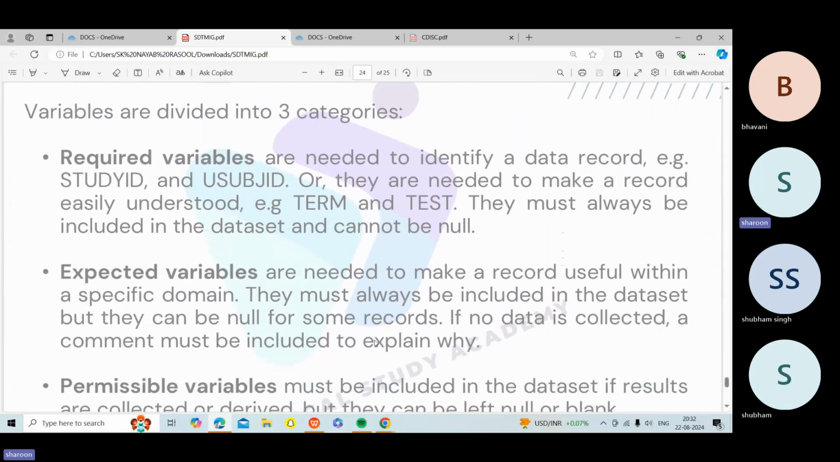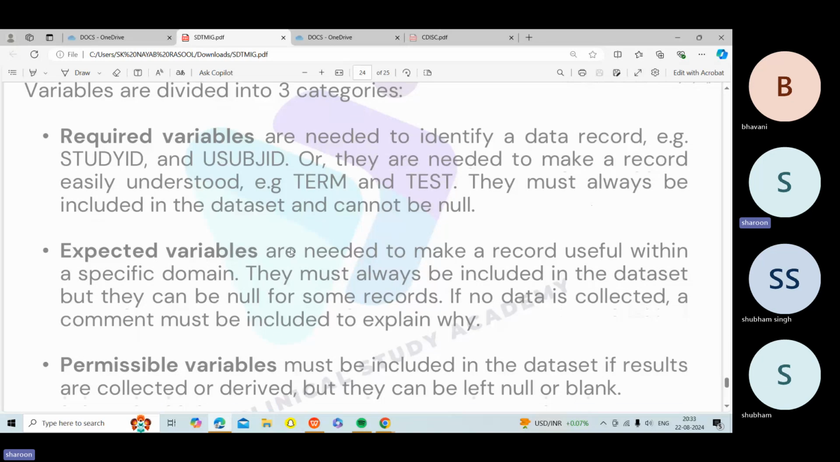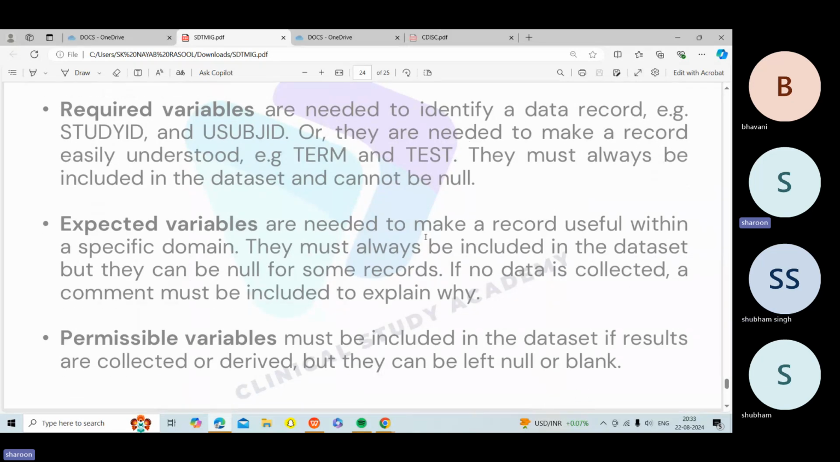Variables are divided into three categories. Required variables. Required variables are needed to identify a data record. Example, study ID and subject ID, or they are needed to make a record easily understood. Example, term and test. They must always be included in the dataset and cannot be null. Expected variables. Expected variables are needed to make a record useful within a specific domain. They must always be included in the dataset, but they can be null for some records. If no data is collected, a comment must be included to explain why.